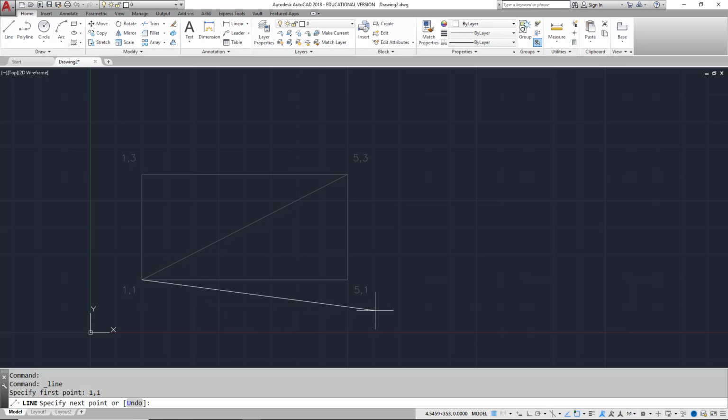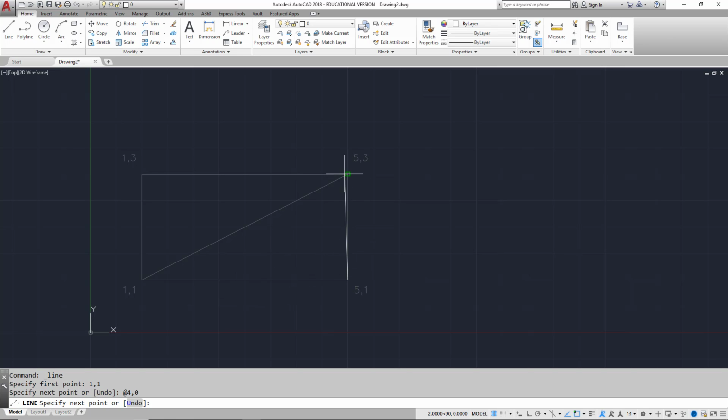So rather than having to type in 5, 1, what I can do is tell it a relative coordinate. By typing @ I tell the computer to move the origin to the previous point. From there, I'm going to go 4 units in the x and 0 units in the y. Notice that my line now is drawn to 5, 1. I got that because 5 in the x value minus 1 in the x value is 4, and 1 minus 1 is 0. So basically, it's the change in x followed by the change in y.